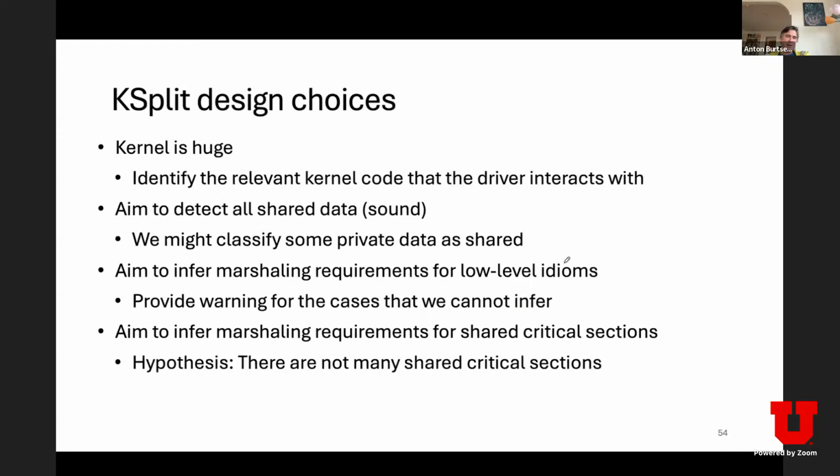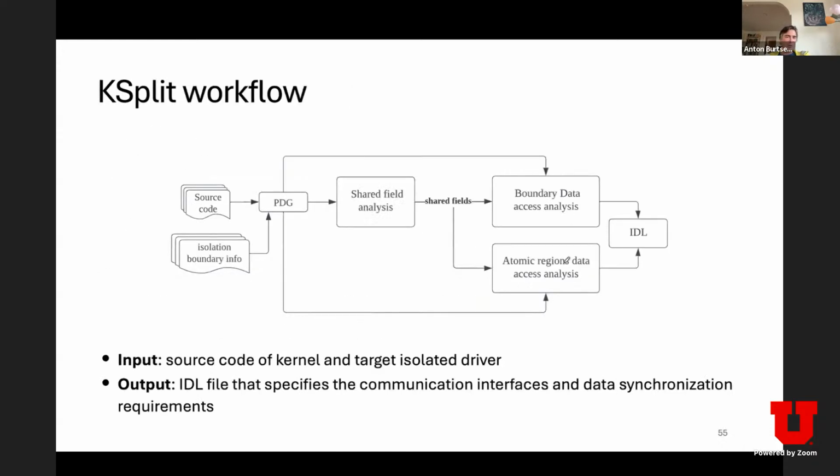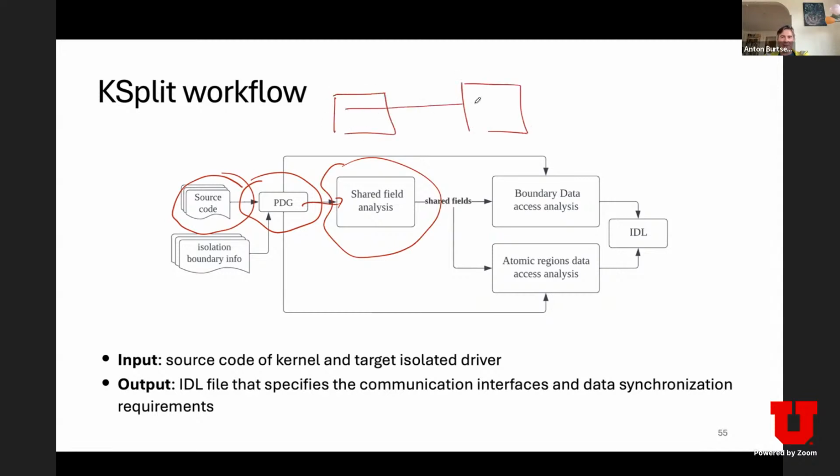And the way we did it is that, let me show you, we built a static analysis engine, which takes the source code of the kernel and constructs something called a program dependence graph. I will show it in a second. Then we use this graph to perform the analysis on the data structures and identify the subset of fields which are used on both sides of the isolation boundary.